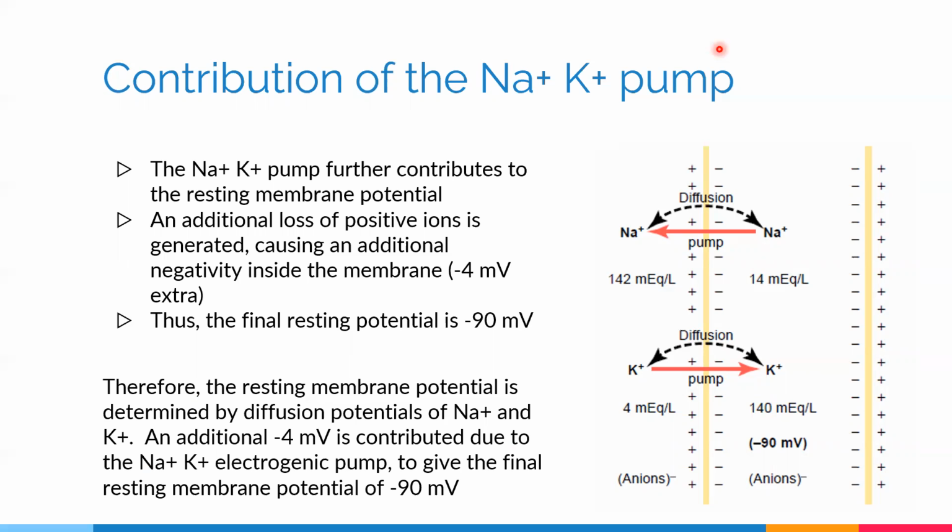An additional loss of positive ions is created by the electrogenic pump, which causes an additional negativity inside the membrane. This negativity accounts for around minus 4 millivolt difference. Thus, combining the minus 86 millivolt due to sodium and potassium, as well as the minus 4 due to the sodium potassium pump, we have the final resting potential as minus 90 millivolt.